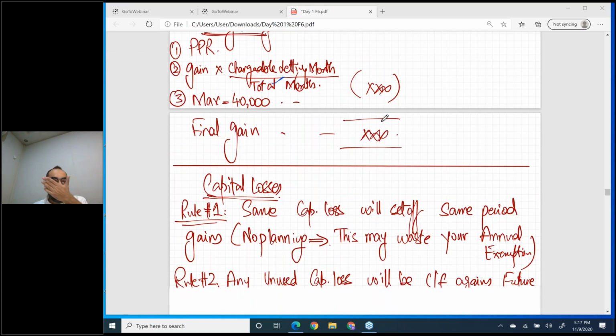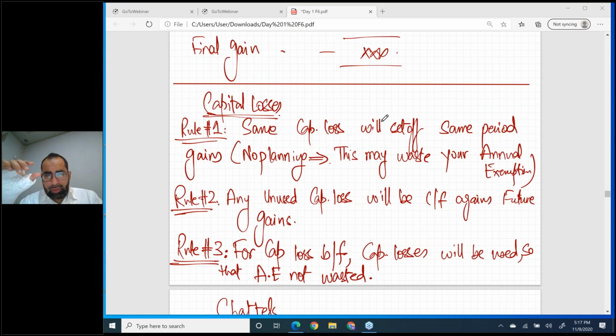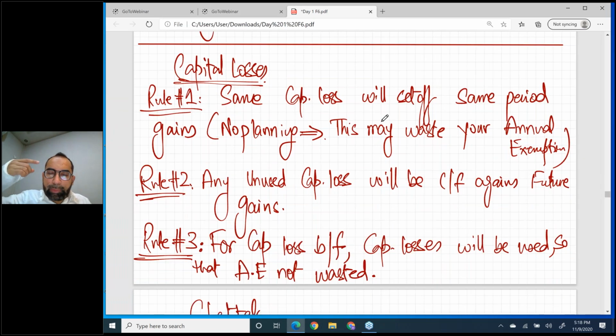Now, there is a topic named capital losses. Look here. Disposal proceeds less cost. If DP is higher and cost is lower, you get a gain. And if DP is lower and cost is higher, you get a loss. Okay, you get a loss, not get lost.